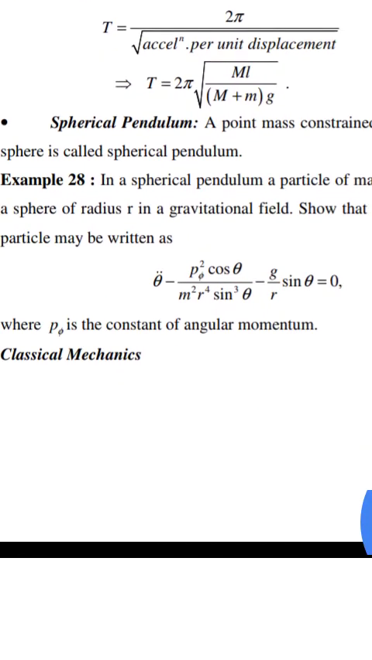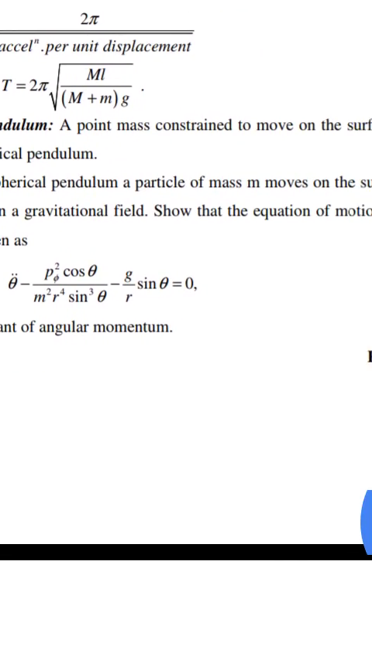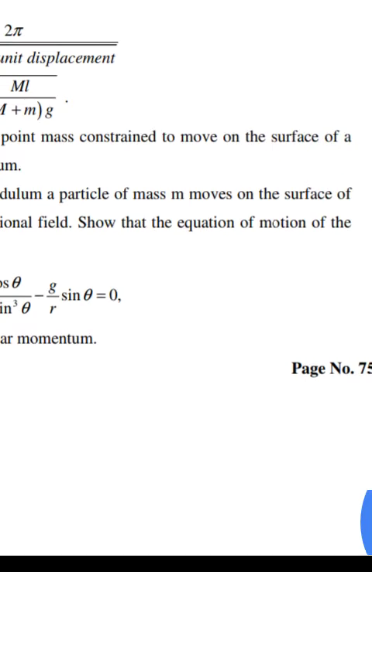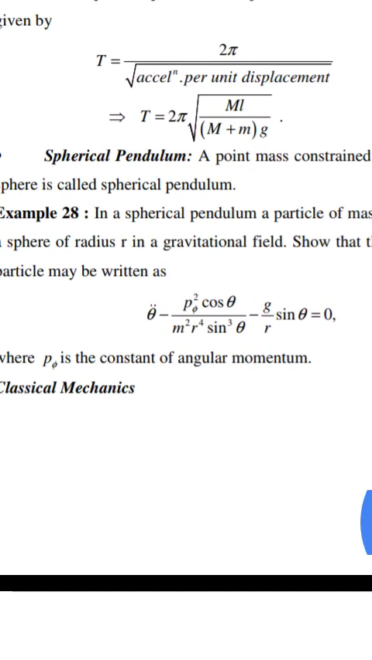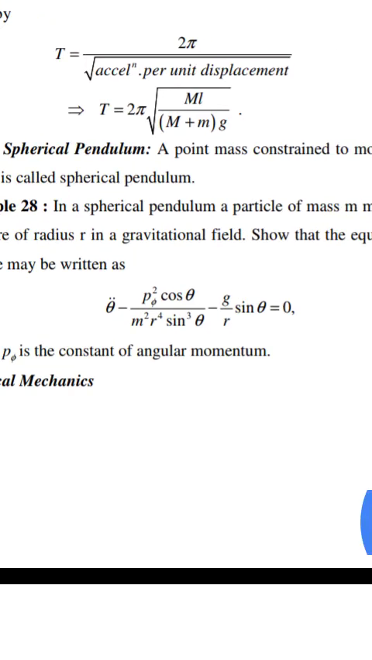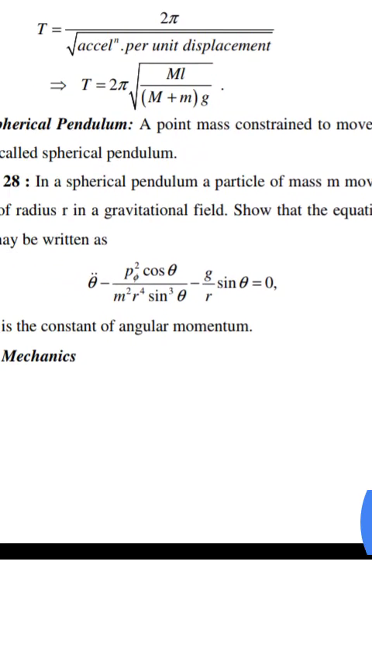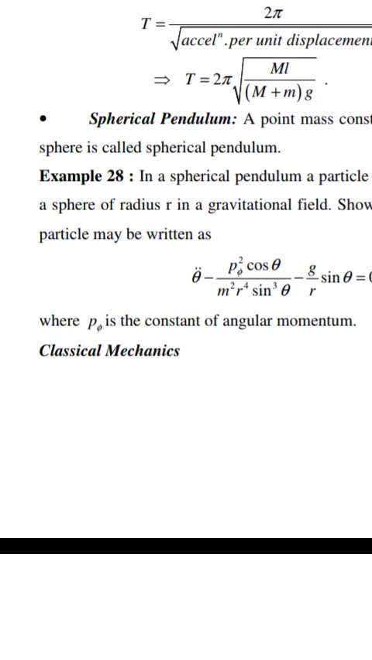Next concept, spherical pendulum. A point mass constrained to move on the surface of a sphere is called a spherical pendulum. Here is an example of a spherical pendulum and Lagrange's equation of the spherical pendulum.